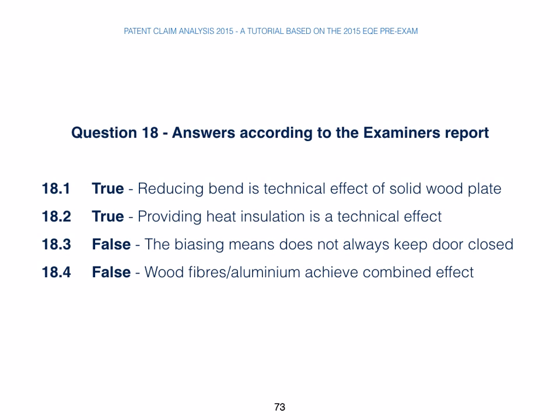18.1 is true. Reducing bend is a technical effect of a solid wood plate. 18.2 is true. Providing heat insulation is a technical effect. 18.3 is false. The biasing means does not always keep the door closed. 18.4 is false. Wood fibers and aluminium achieve a combined effect. Here are the answers, so check your answers and we will go to the explanations.